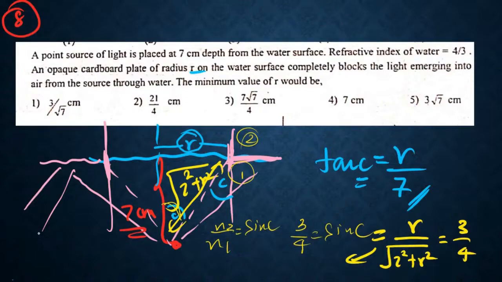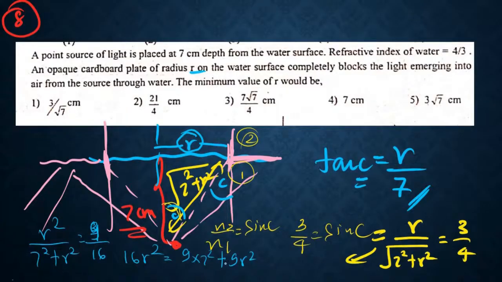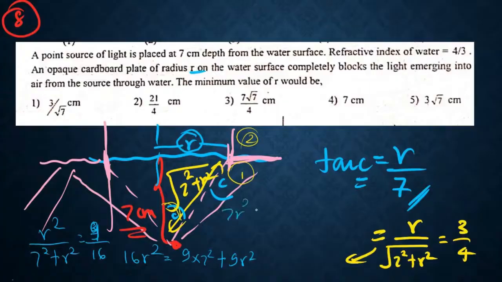So from that we are getting r squared equals 7 squared plus r squared, times 9 over 16, right? So let's do the simplification. 16 r squared equals 9 into 7 squared plus 9 r squared. Let's take 9 r squared to the other side. It's 7 r squared, right? So 16 r squared minus 9 r squared, 7 r squared, equals 9 into 7 squared.